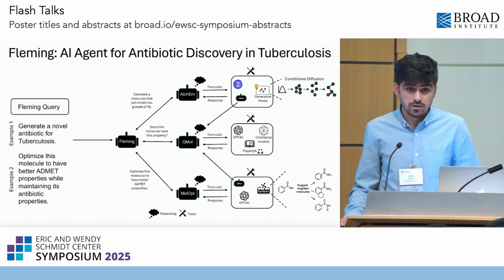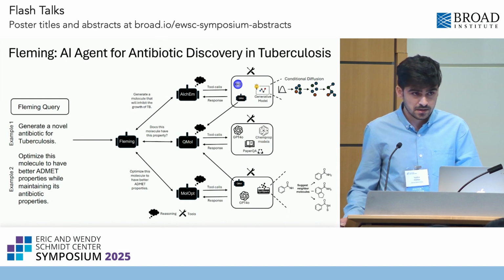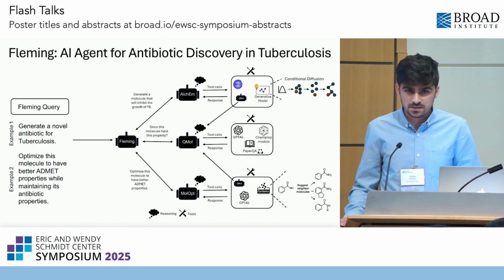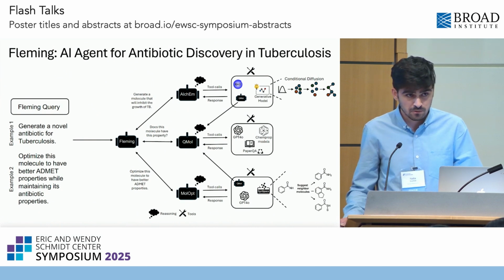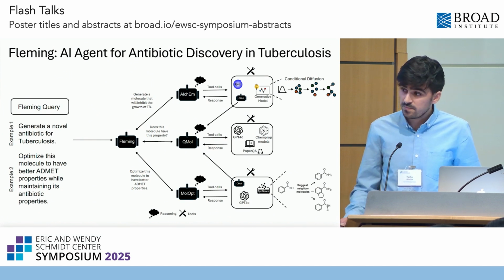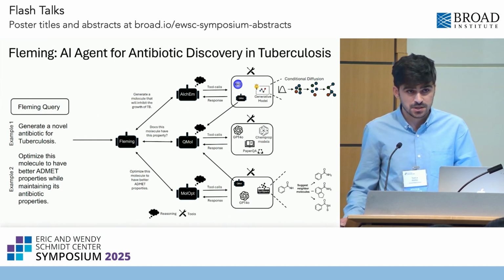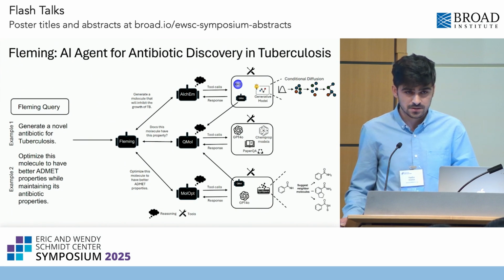Fleming is basically a large language model that we've given a bunch of tools that will help it design a drug. For example, a generative model to generate an antibiotic, and a discriminative model to predict, given a small molecule, whether it inhibits the growth of TB or not. We show in our work that Fleming is able to mimic the reasoning of medicinal chemists and potentially design new antibiotics to treat TB.